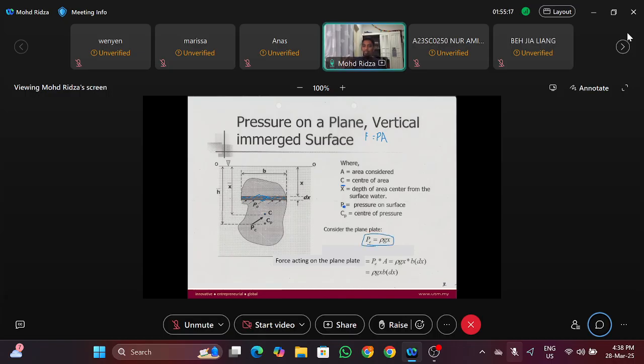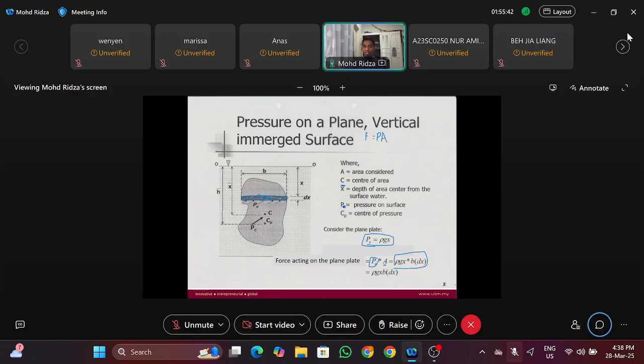Okay, straightforward. Now, what is the force for that small element? Force equals P times A. We already have the P. What is the A? The A is basically dx here, dx times B. Dx times B. So this is why we have this one.